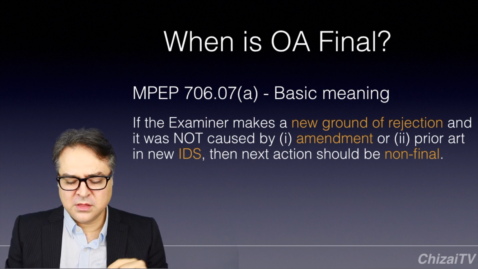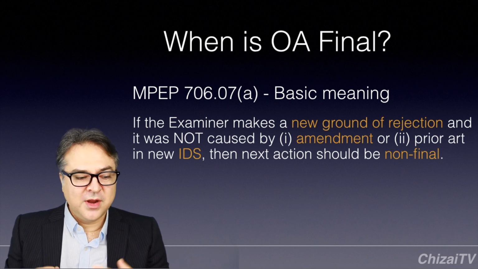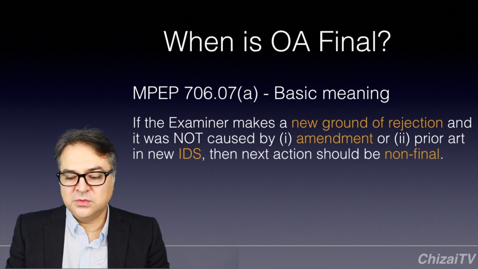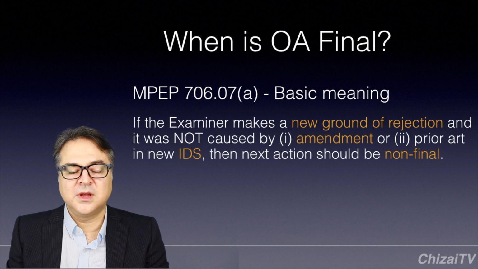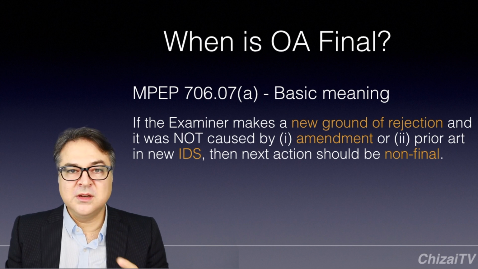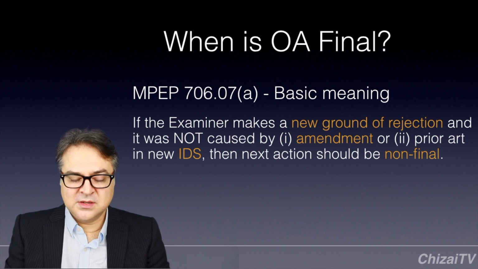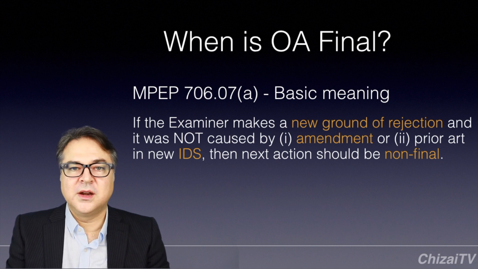So 3 basic things you have to remember here. Number 1, new ground of rejection. Did the examiner make a new rejection? New prior art, new reason for the rejection, and you didn't cause it. So you didn't amend your claims to cause the rejection, or you didn't submit new prior art in an IDS.